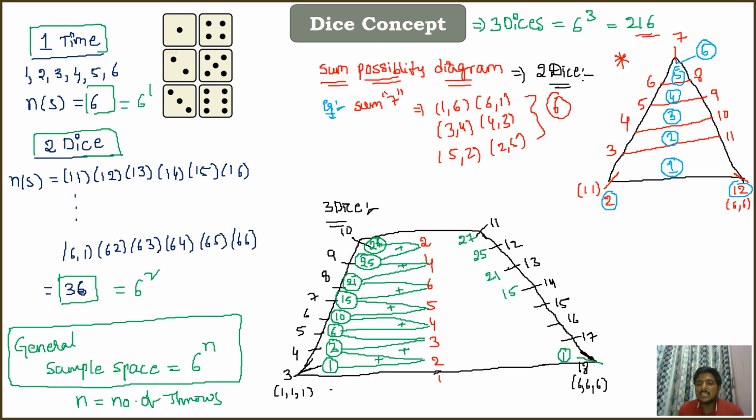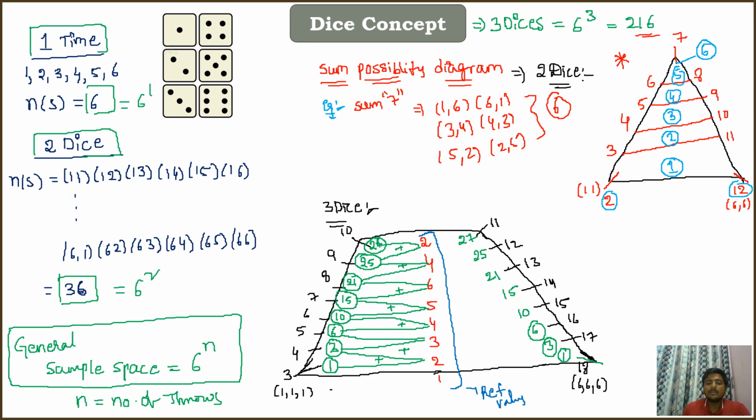And 15 chances are there to get the sum as 14. 10 chances for sum as 15. 6 chances for sum as 16. And 3 chances for sum as 17. But for better understanding, you should remember these reference values. These are the reference values which you have to keep in mind.